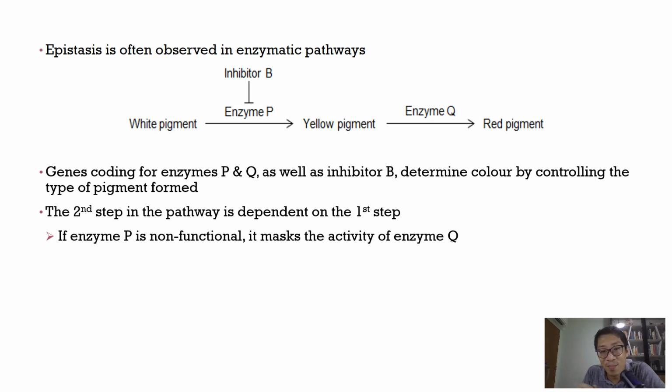So you see some masking here in the enzymatic pathway. When enzyme P is non-functional, it masks the expression of enzyme Q. Whether we have enzyme Q or not, we still wouldn't get red pigment, we won't even get yellow pigment. As long as enzyme P is not active, it will be white. We will see some examples later to help you understand it better.